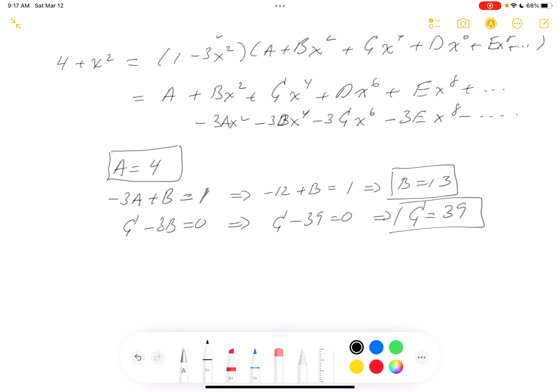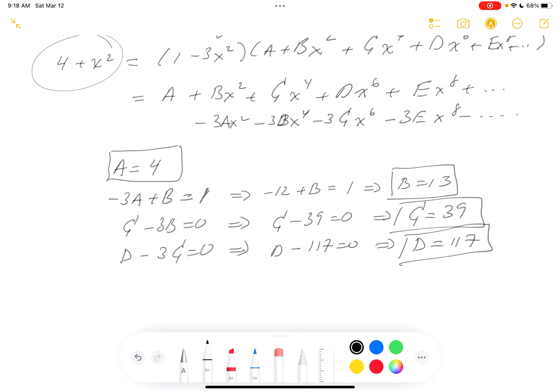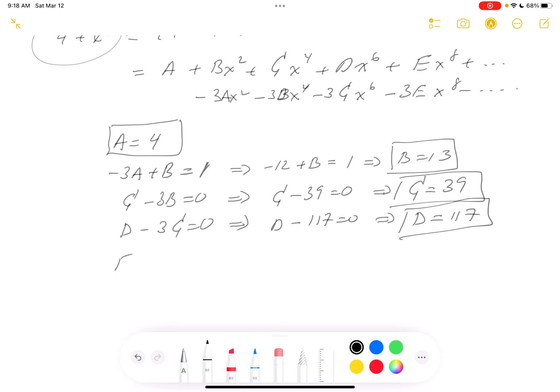All right, let's go to the 6th degree term. What do you get? You get d minus 3c has to be 0. There is no 6th degree term in the problem, right? That's all we have. So what do you write down? D minus 3 times 39, let's see, 90 and 27, 117, right? What does that tell me? It tells me D is 117. These should be very familiar numbers to you at this point. Let's put the next one down, and that's going to be E. I'm sorry, this is a D over here. Sorry about that.